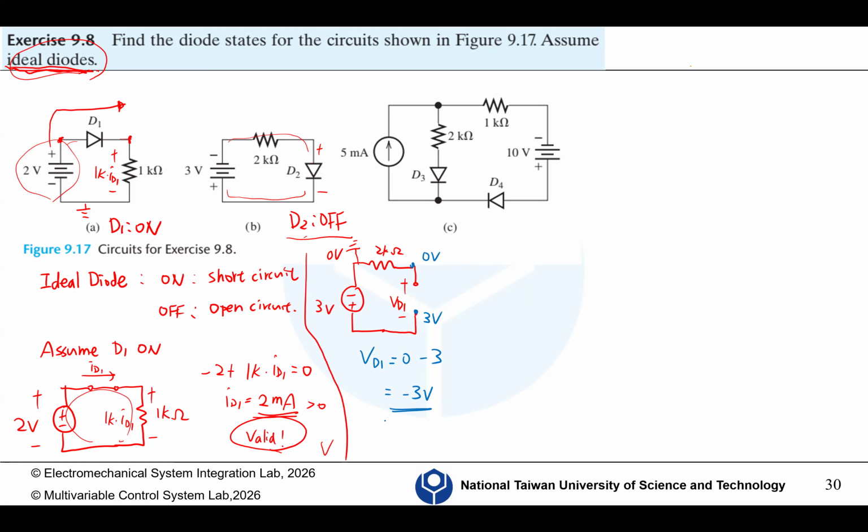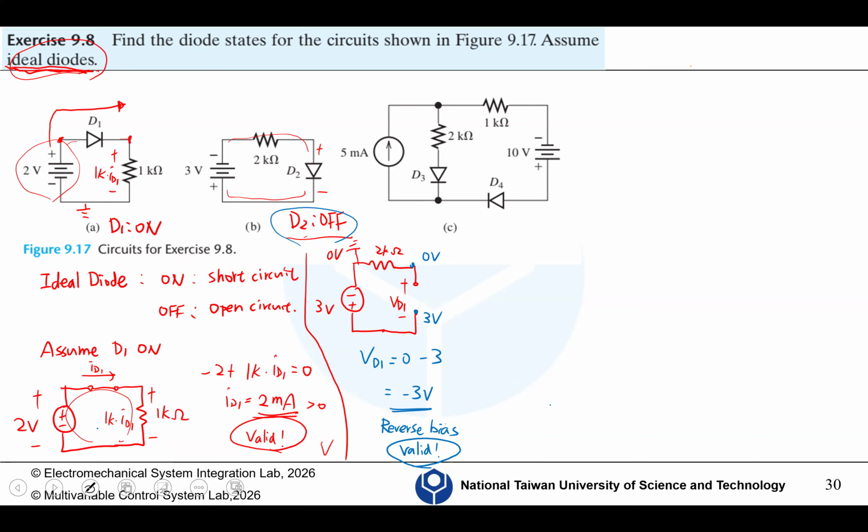Which is under reverse bias. So the assumption is valid. But if you are certain, if you have the right concept, you should immediately recognize that this D2 diode is off. But for problem C, we can only make assumptions.